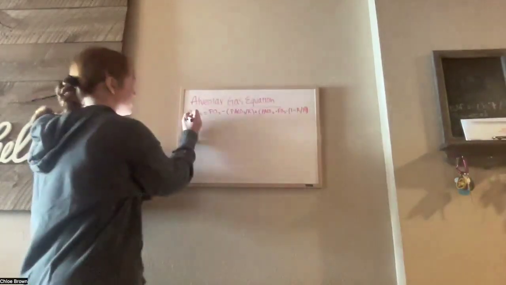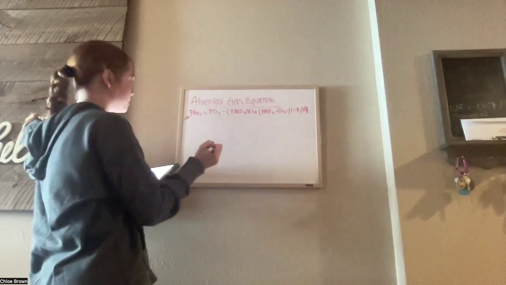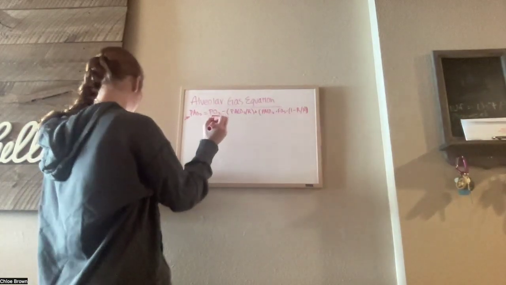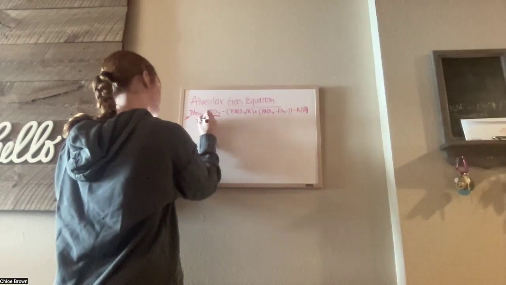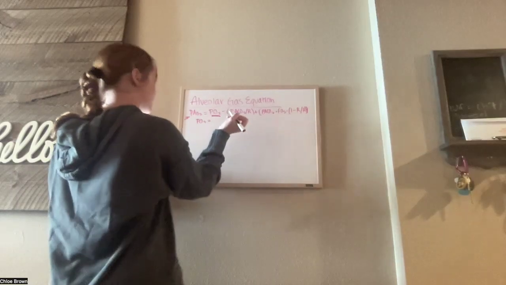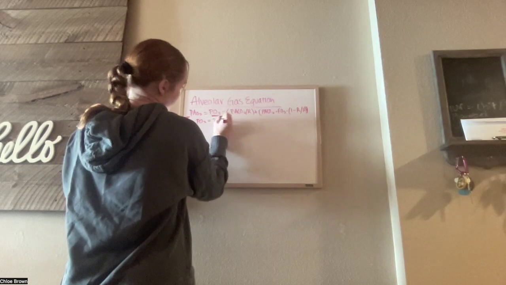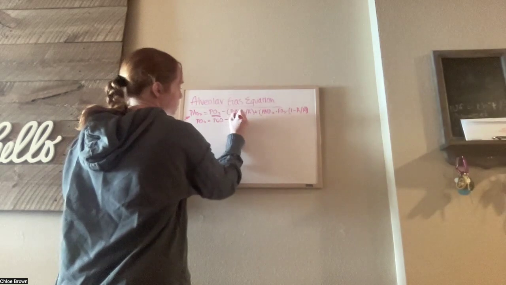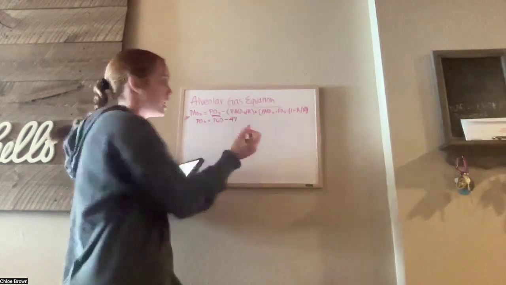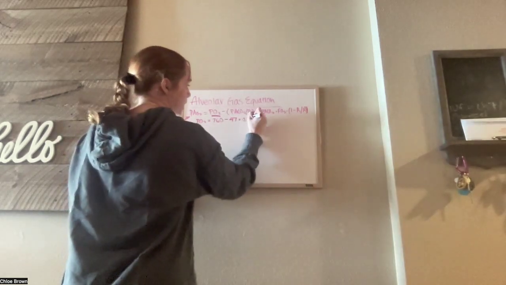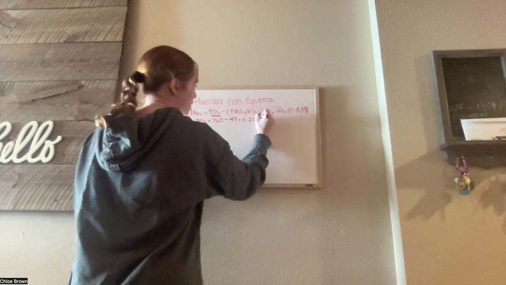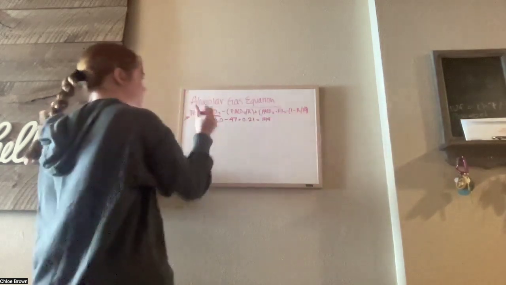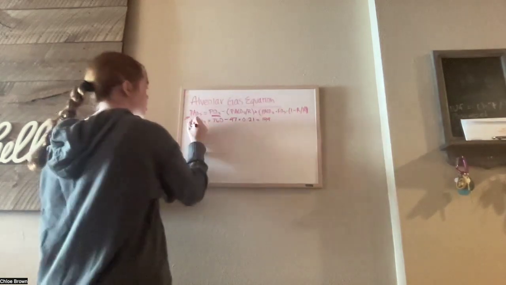So I have the equation written right here. To find the partial pressure of oxygen, we need to subtract the barometric pressure, which at sea level is 760, minus 47 for humidification, and then multiply it by the percent of oxygen, which is 0.21. So we end up with 149, and then we can start plugging things into our equation.